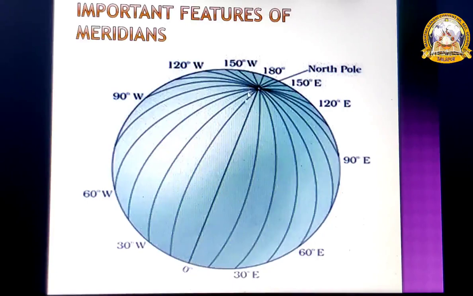The length of the meridians is the same. The parallels are different in length, but the meridians are of the same length. The maximum distance between any two meridians is at the equator. On the pole the distance is minimum, and on the equator their distance is maximum. The distance between any two meridians decreases.